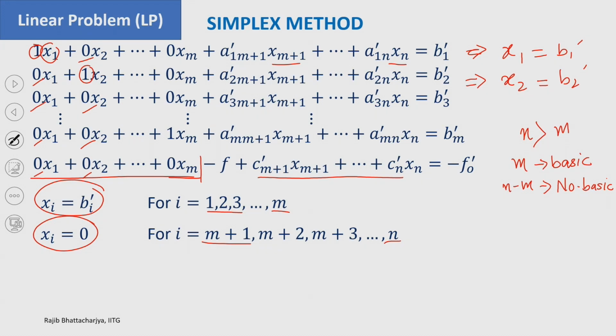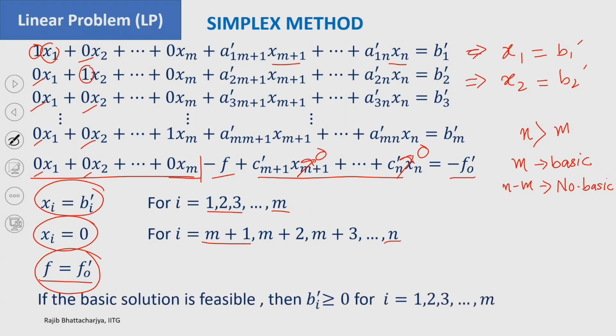So, xi equal to 0 for non basic variables and xi equal to bi dash for basic variables. So, I am getting one solution here, and f equal to, from the last equation, f naught dash. I am getting the objective function value also from the last equation, because these are non basic variables and they are equal to 0. So, I am getting f equal to f naught dash.